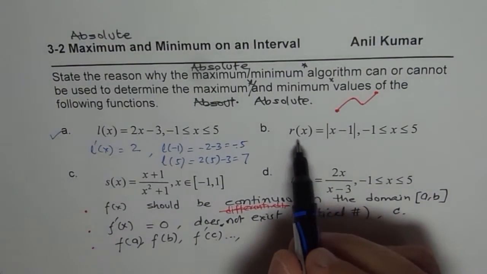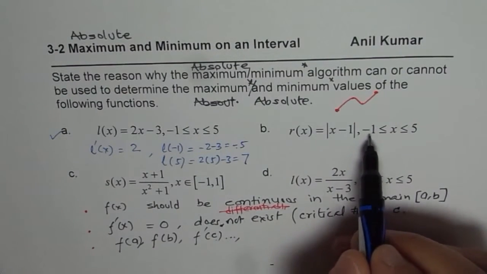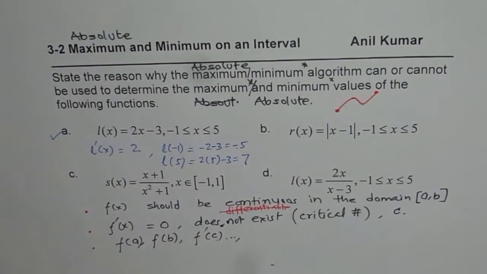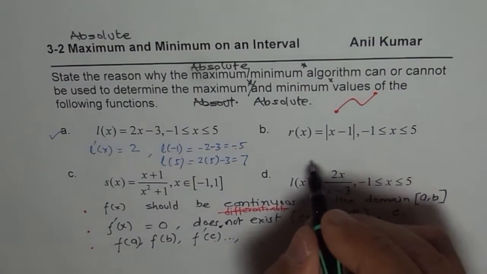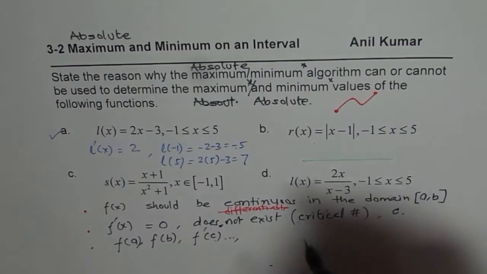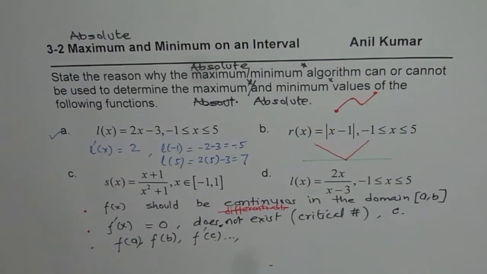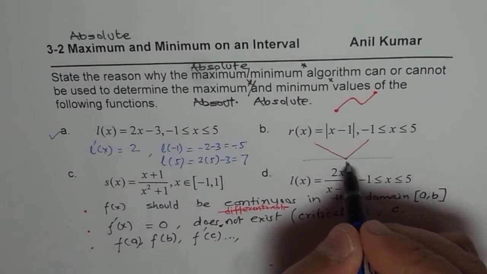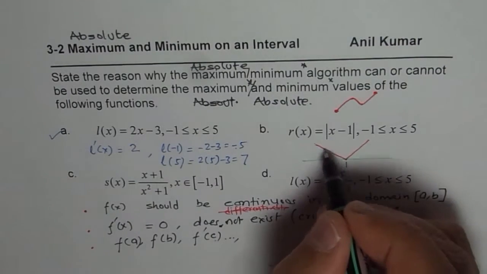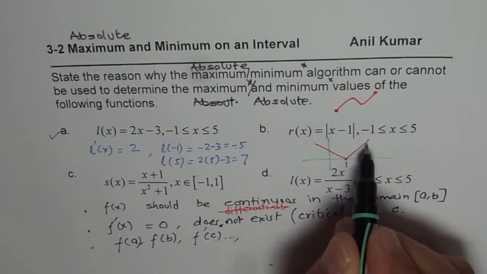Okay, part B. Here is a function r of x, the absolute value of x minus 1, and the domain I've kept the same for all these questions, right? Now this particular function, absolute value of x minus 1, is continuous, right? Let me sketch it here to show you, because it is controversial. At this point 1, the value is 0, right? So that is how the function will look. It is going to be 0 here, and it is not differentiable at this point. It's a corner, so it's not differentiable.